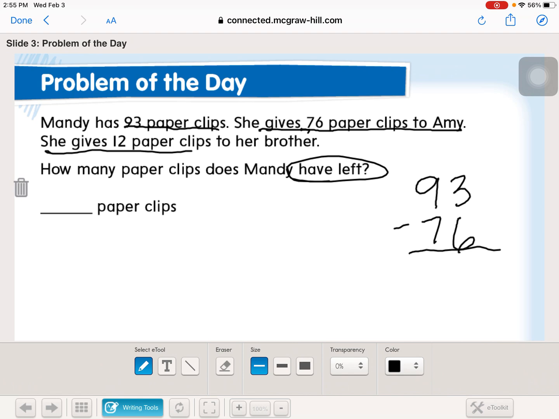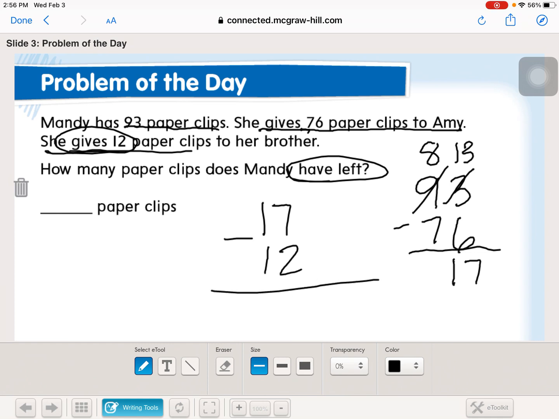I have more on the floor, so I've got to go next door, regroup, 10 more. 13 minus 6 is 7, 8 minus 7 is 1. So she's got 17 paper clips after she gives 76 to Amy. But we're not done because then she gives 12 to her brother. So now we need to take away 12 more. 7 minus 2 is 5. 1 minus 1 is 0. So Mandy has 5 paper clips left over.